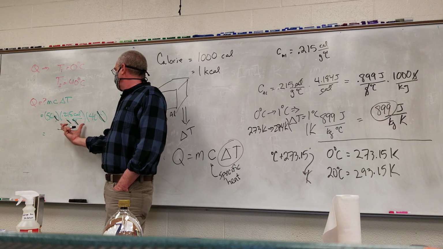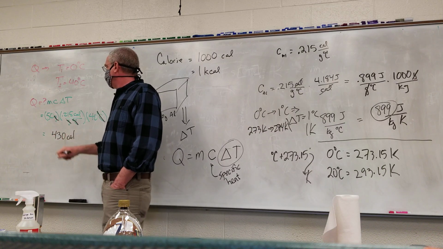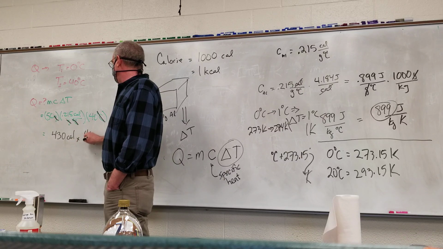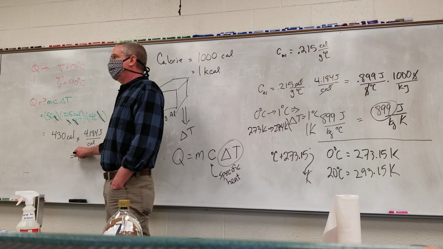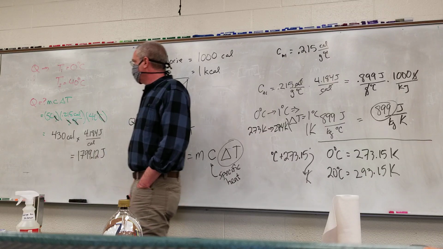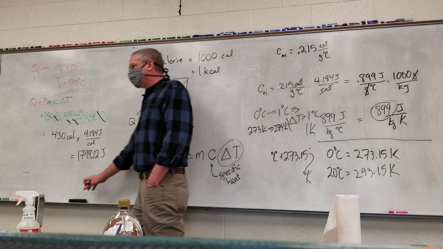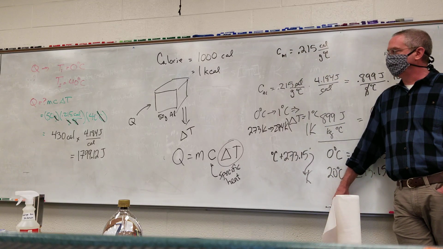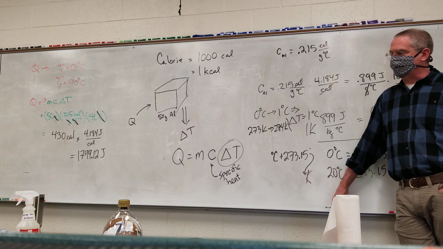All right, so that's 430 calories. And then to put it into joules, 4.184 joules per calorie, gives 1799.12. And so, that's just the beginning of this type of problem here.